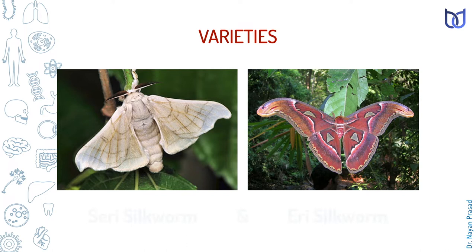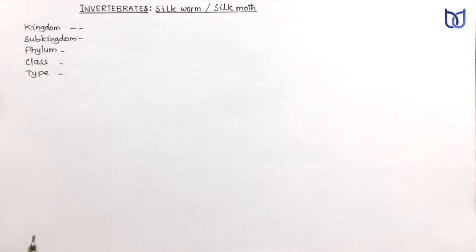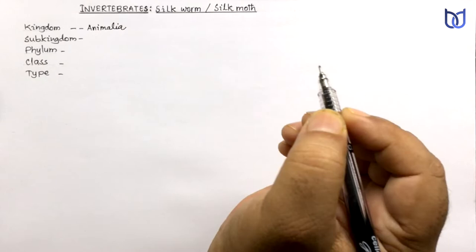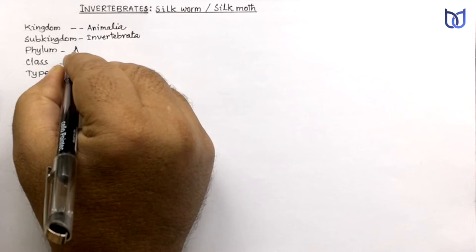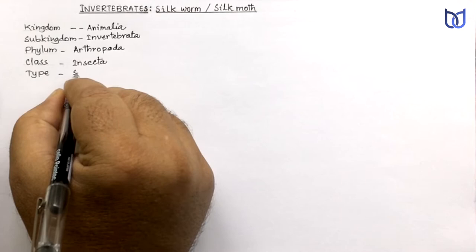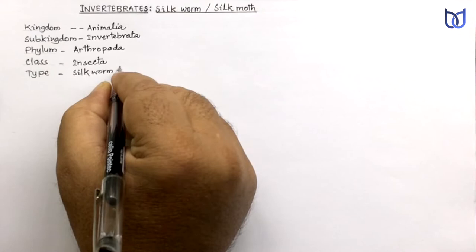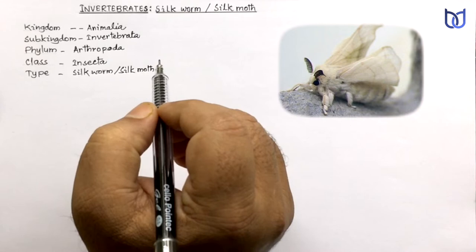This silkworm is classified as kingdom Animalia. It belongs to the subkingdom Invertebrata, phylum Arthropoda, class Insecta. And the type, we simply say silkworm or silk moth. Silk moth is a butterfly-like creature, nocturnal in habit. This one is a flying insect.